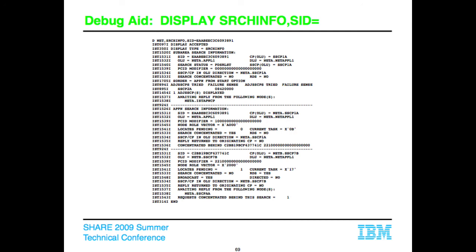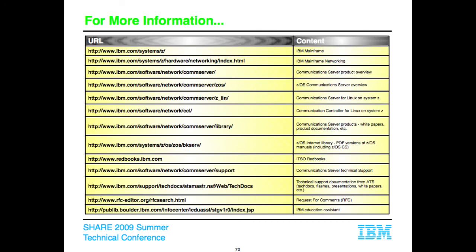In this case, the APPN search was concentrated behind another search that was already searching for the same resource. And when you look at that one, he says, yeah, well, I'm waiting for a reply back from that node right now. That's why I'm hung up. So the bottom line is the display search info command with the session ID operand can actually be used to tell you a lot about why a search might be outstanding. And so I hope this has given you some useful information as far as a practical guide to optimizing your APPN and EBN searching.